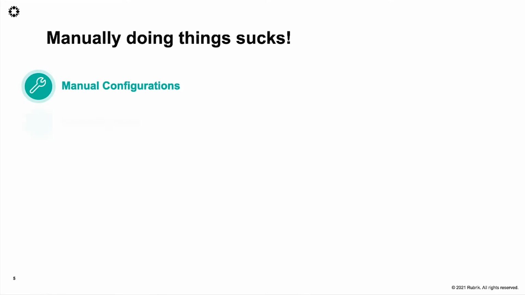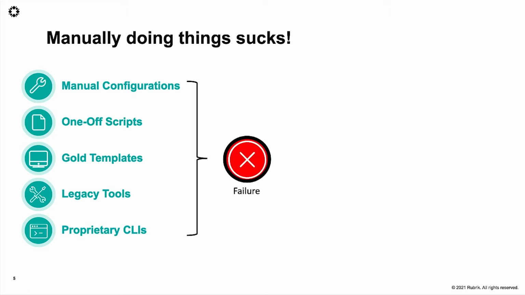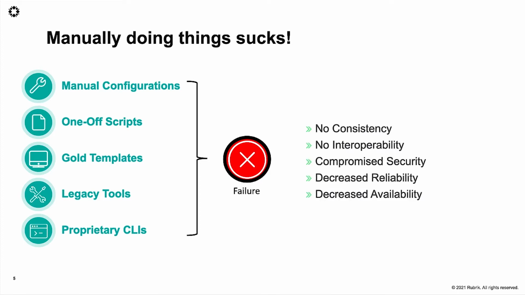First, I want to say that things like manual configurations, one-off scripts, and gold templates all have benefits. Ultimately, though, when we look to repeat some of these things, they'll result in failure. And they fail for some of the following reasons. Number one, manual configs really don't give us the consistency that we need within our environments.